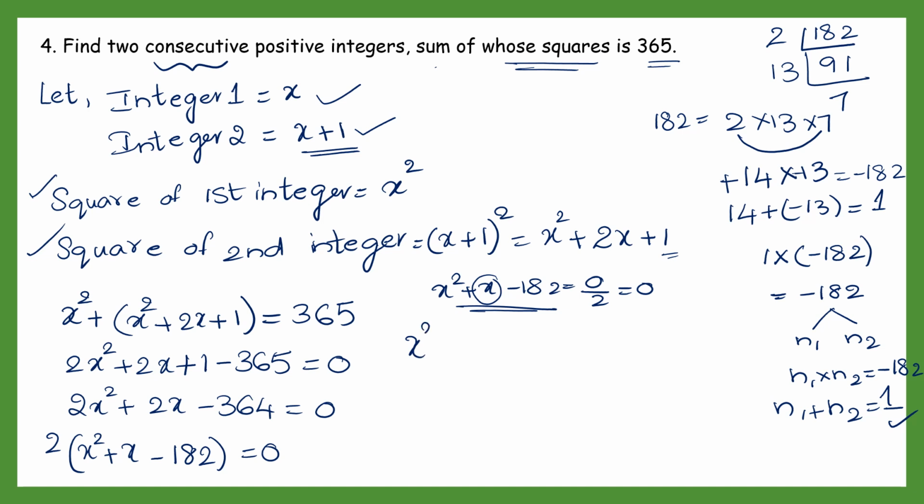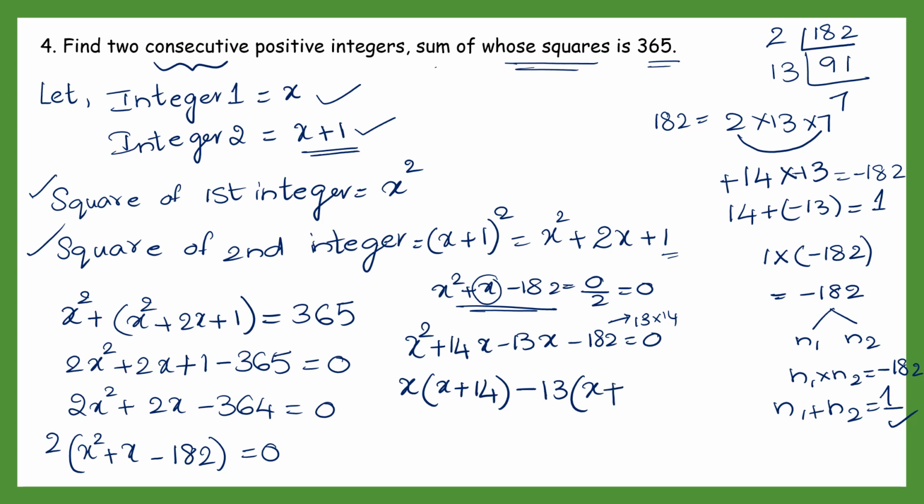So you should write x square plus 14x minus 13x minus 182 is equal to 0. Here you can take x as common: x into x plus 14 minus 13. You already know 182 is what? 13 into 14. So if 13 comes outside, you will be left with x. Minus into plus is minus, so you get plus 13 into 14 here. In these two terms, what is common? x plus 14 is common. So x plus 14 into x minus 13 is equal to 0.